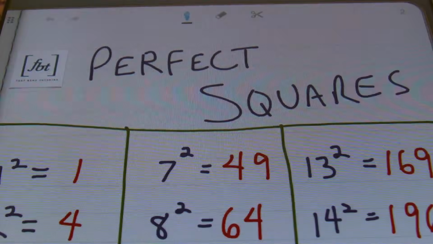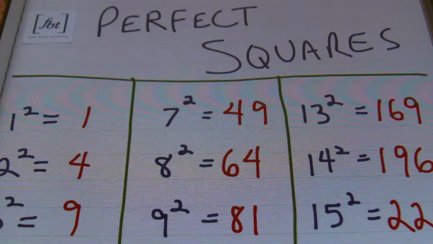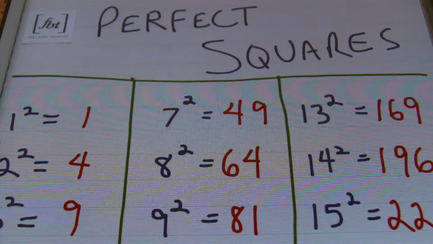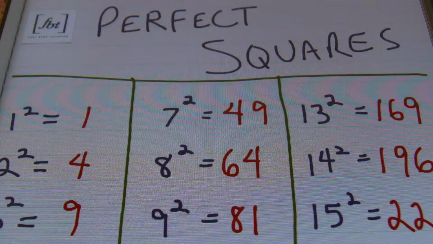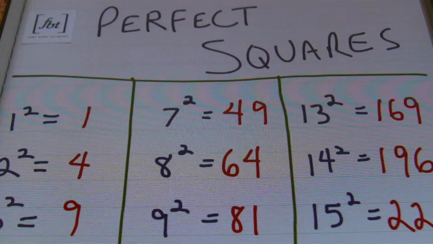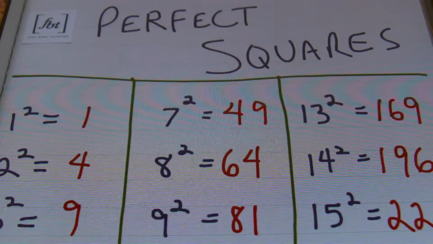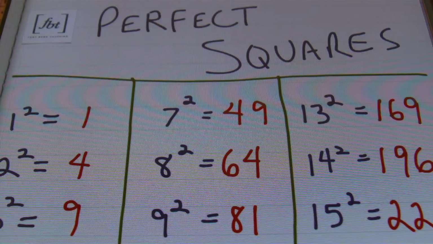I bet you're wondering, Mr. Witt, how do you know what the perfect squares are? How do you know what number to look for? How do you know what number to use in order to simplify your problems when you're dealing with radicals? And my answer to you is you have to memorize them.